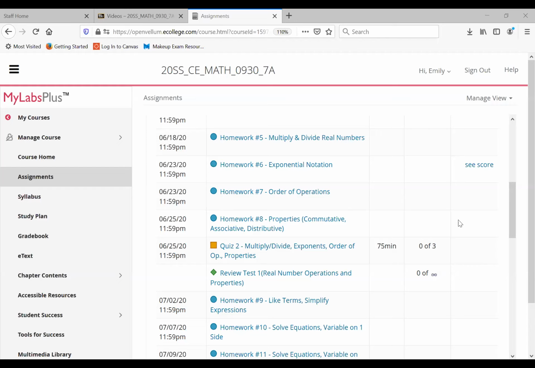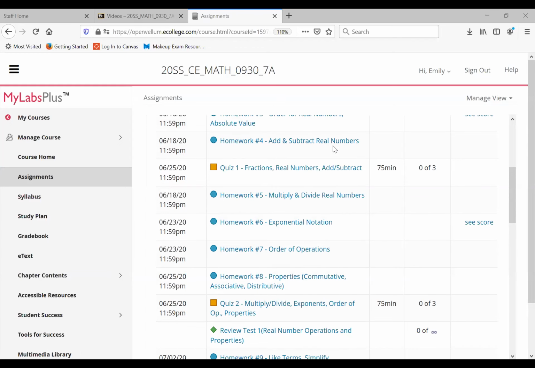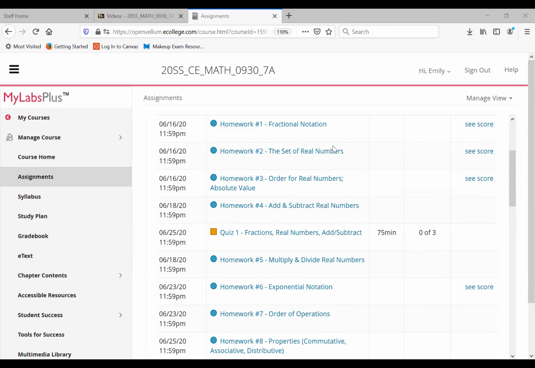So here we are in MyLabs Plus. Here are our assignments. We're looking at homework here. I wanted to remind you about quizzes. Quizzes are optional. They go in order with the assignments. So wherever a quiz shows up, it will cover the assignments that come before it. So quiz 1 and quiz 2 are optional review opportunities. It will give you a grade, but the grade does not affect your standing in the class for good or for bad. It's just there for practice for you.